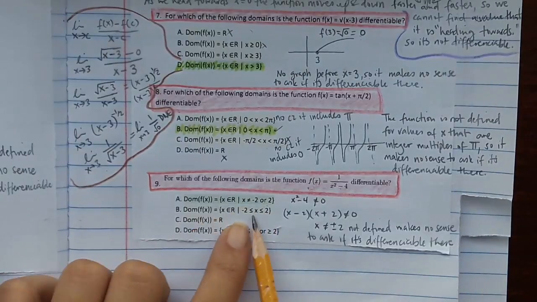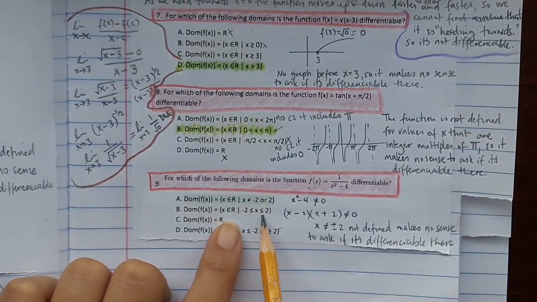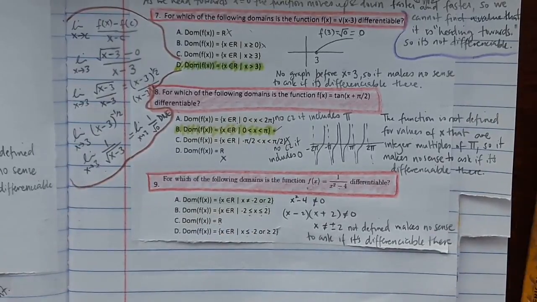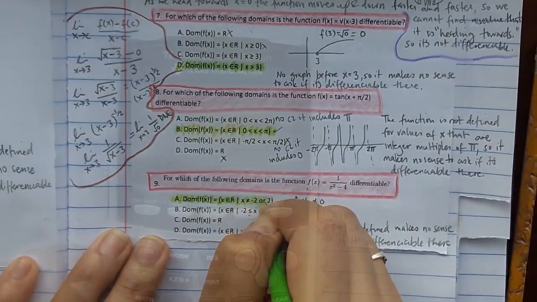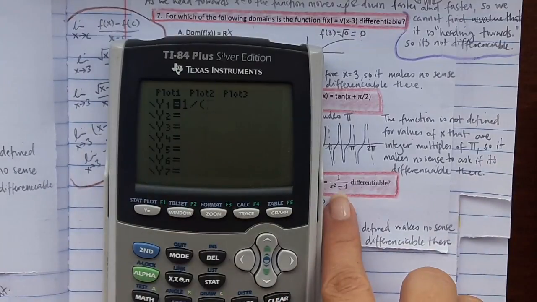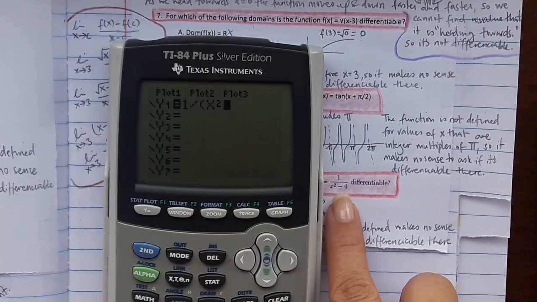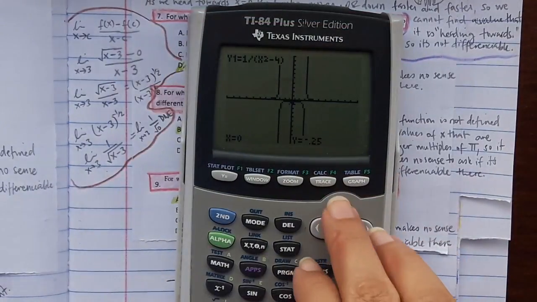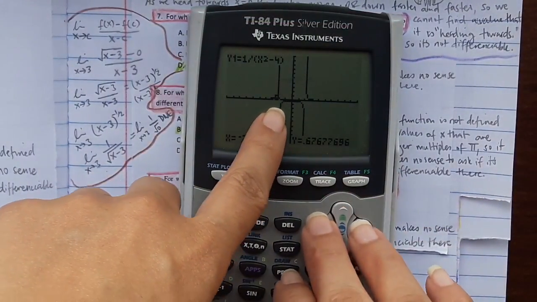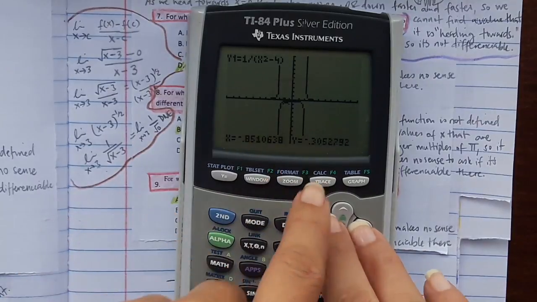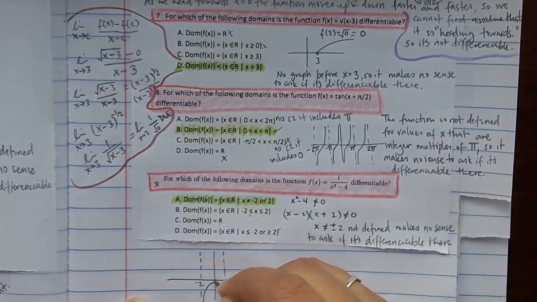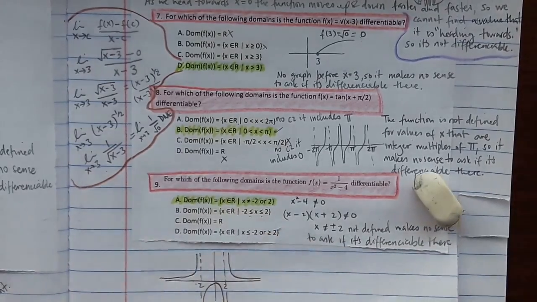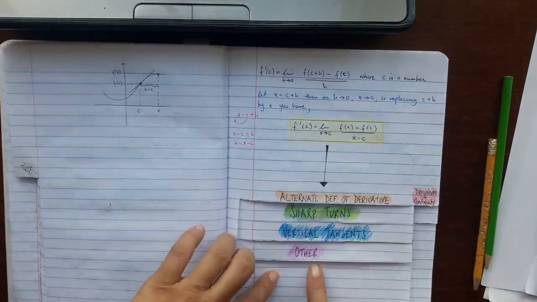Alright, so the domain could be the first one. The second one isn't, because it includes negative 2 and positive 2. It's definitely not all real numbers. And the last one also includes negative 2 and 2. Alright, so we're going to graph it so we can look at it. And so that's what it looks like. You can use the trace button to trace where it goes and so forth. So just hit trace and use the arrows to trace around. So it goes through negative 2 and 2. And that's pretty much it.